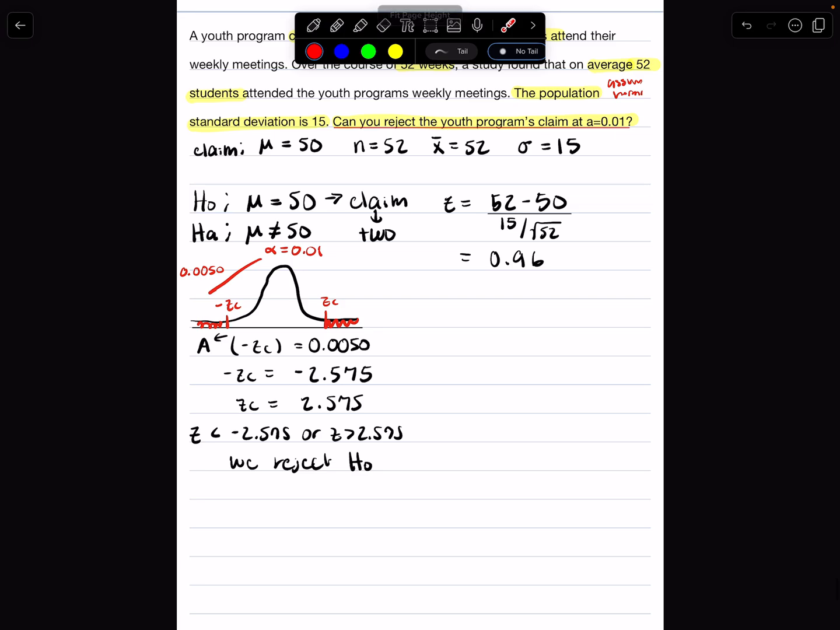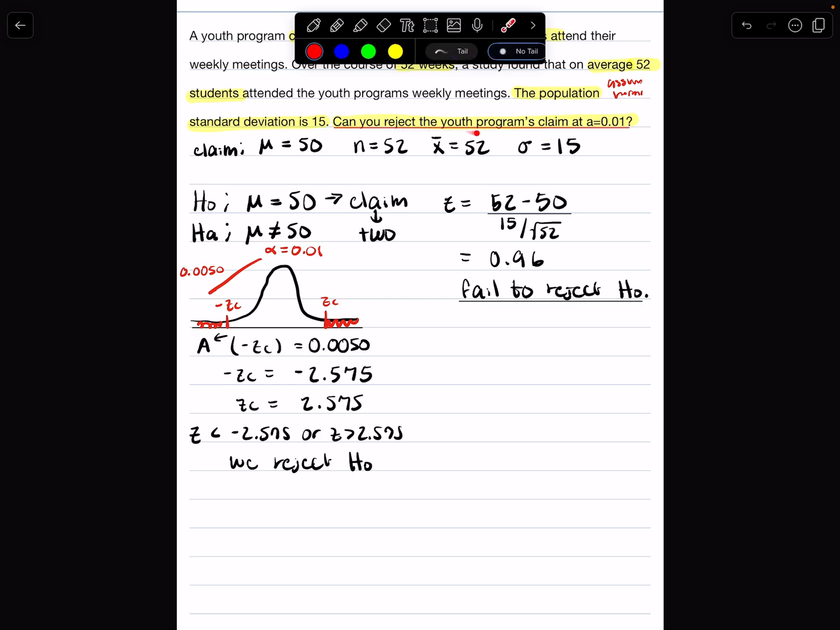Is that in the rejection regions? No, it's between negative 2.575 and 2.575. It's in here, which means it's not in the rejection region, which means we fail to reject, or we don't reject H0. But again, this is important, but is that our conclusion? No.